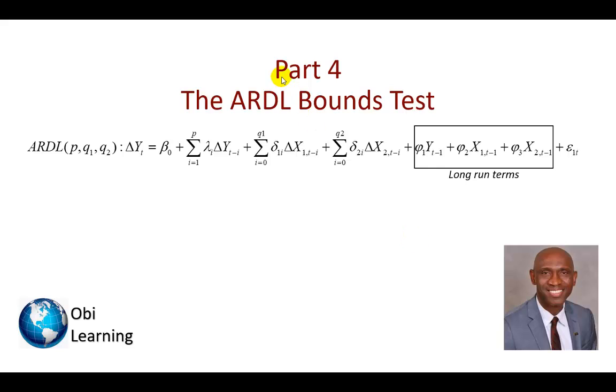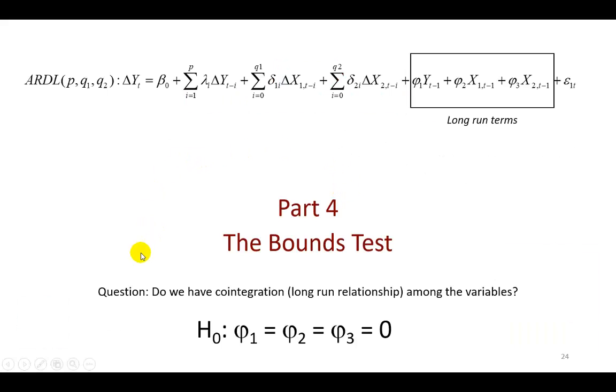Hello guys, this is part 4 in my ARDL series, and this is the most important part because it deals with bounds tests. And here the key question is, do we have cointegration? When you look at this model right here, it's a three variable model where y is the dependent variable and we have two regressors, x1 and x2.